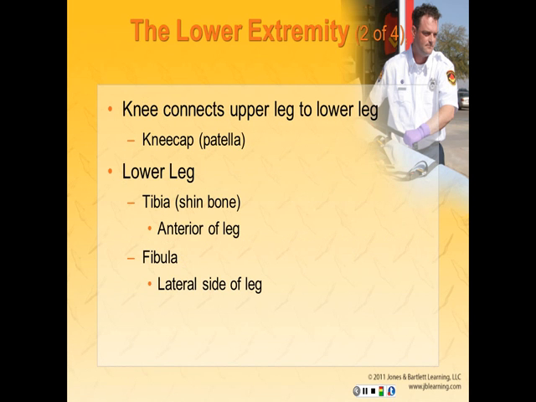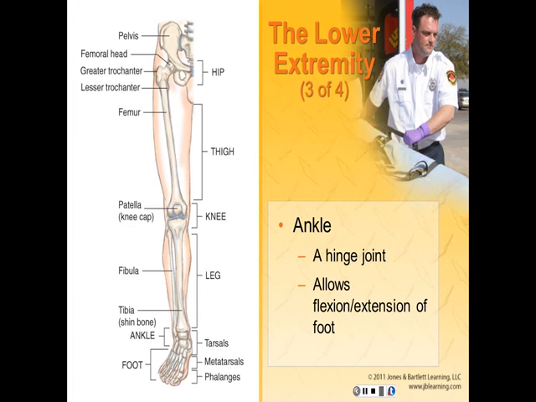The knee connects the upper leg to the lower leg, and then you have the kneecap or patella. The lower leg consists of the tibia, which is your shin on the anterior portion of the leg, and then the fibula, which is to the back and lateral. You can see these bones here. Here's your pelvis. Here's your femoral head. Your greater trochanter here, and your lesser trochanter here. This is your femur or thigh bone, your patella or kneecap, your knee joint, your tibia, your shin bone, your fibula laterally on the outside, and then we come down to the foot and ankle.